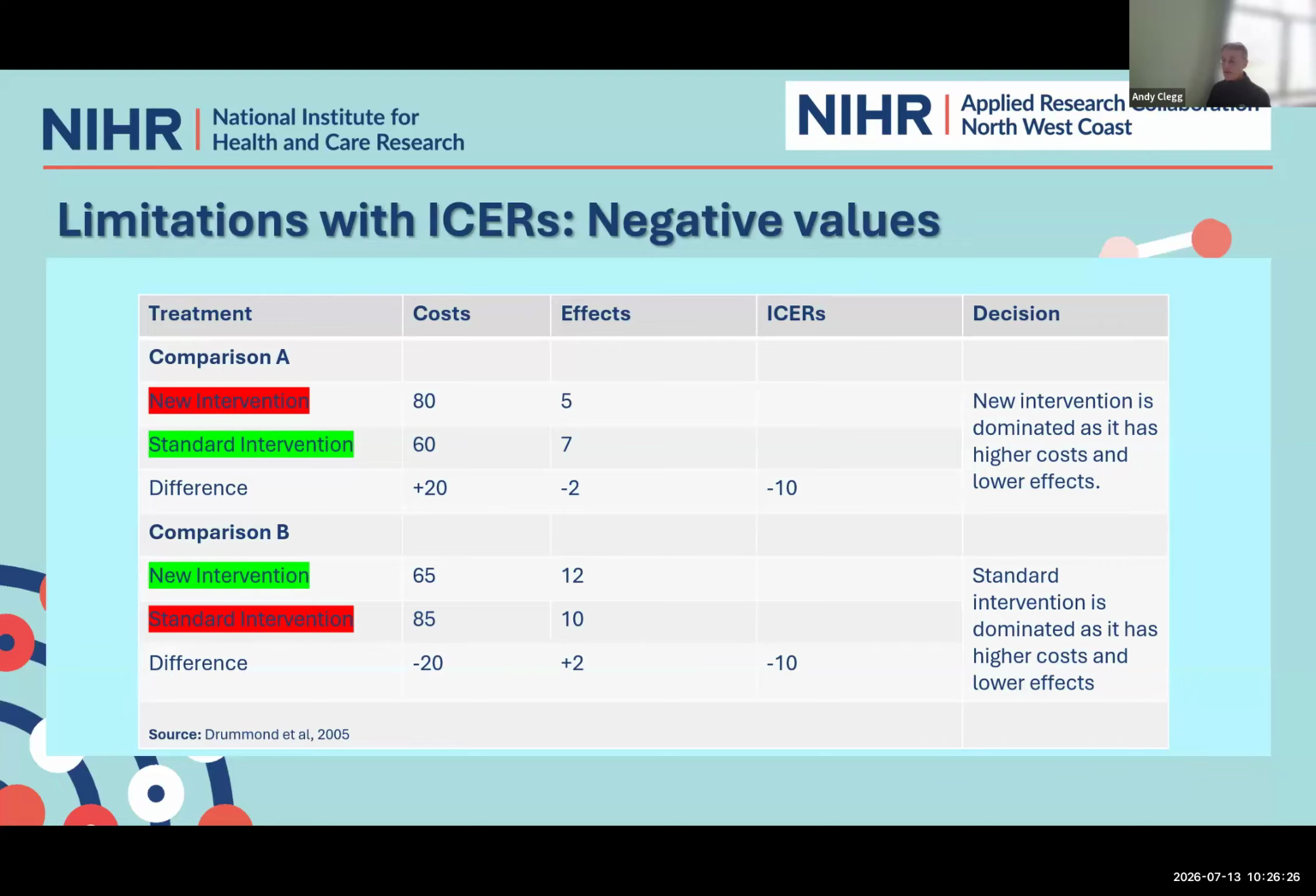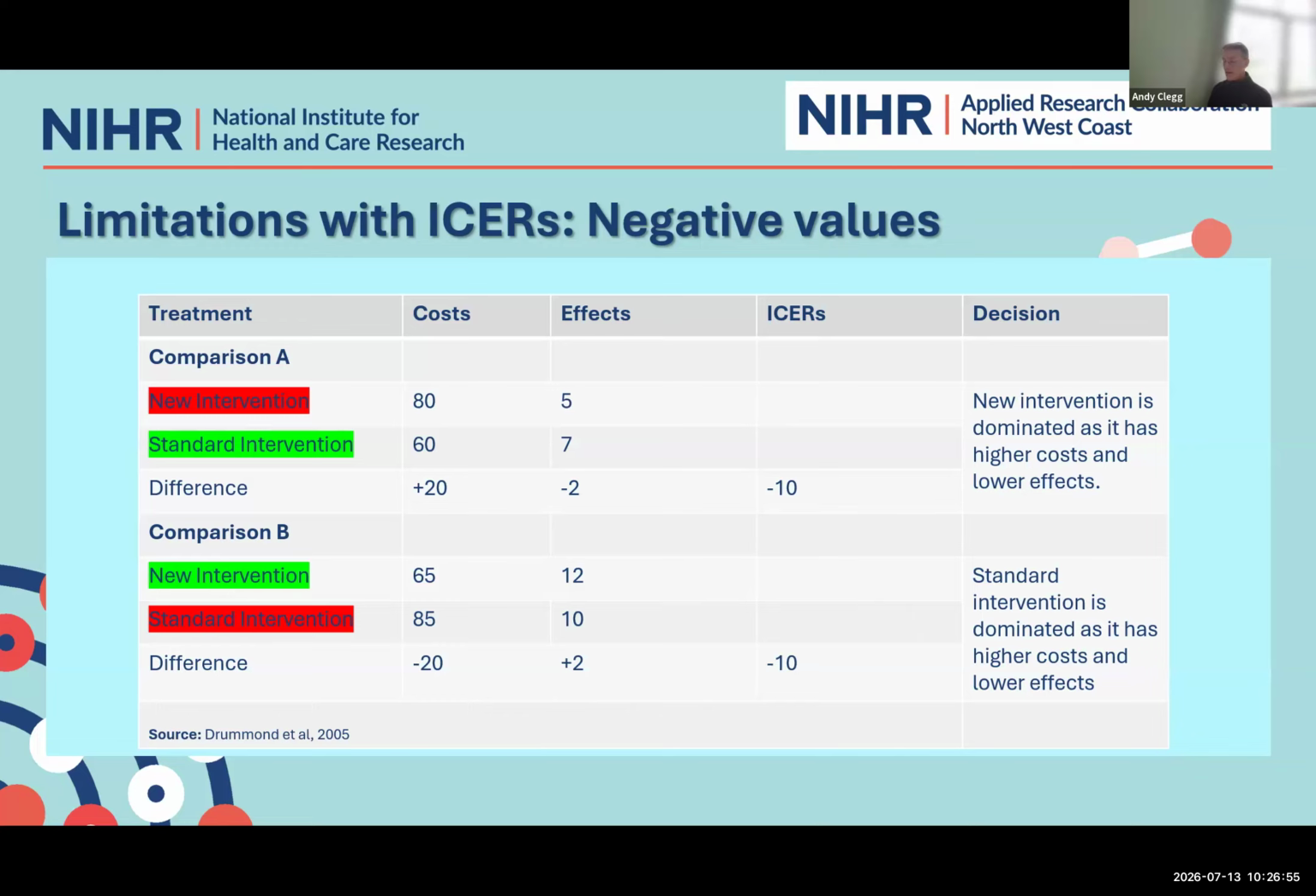And it comes up with an ISA of -10 because of the cost difference. It's +20 and -2. But in comparison B, the new intervention is actually more effective and less costly than the standard intervention, with a -20 in cost and a +2, but it creates exactly the same ISA, but yet the new intervention dominates the standard intervention.